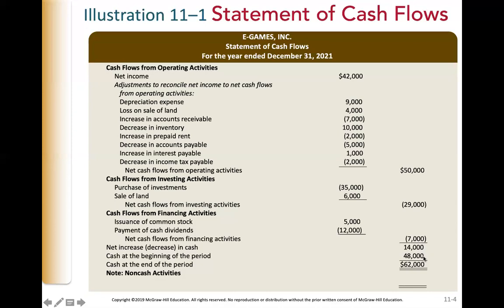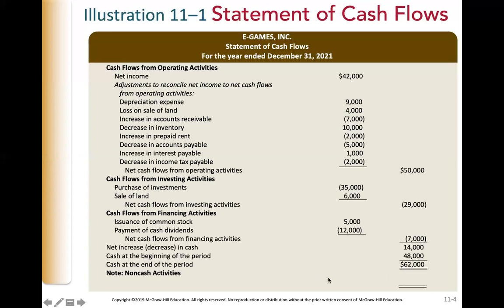The cash balance at the beginning of the period from the balance sheet is $48,000. $14,000 plus the $48,000 equals our $62,000 cash balance on the balance sheet at the end of the period. This is a check figure. This has to work. You have to be able to take beginning plus your net increase or decrease in cash and get the ending cash. If you don't get this, you've done something wrong up here and you've got to go back and rework it.